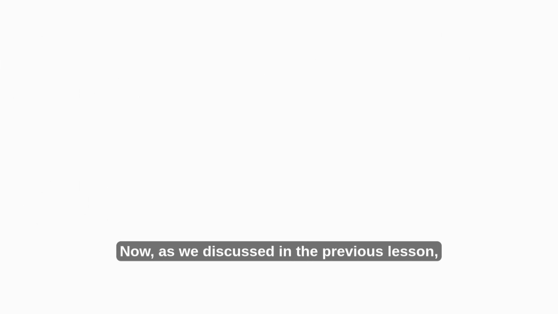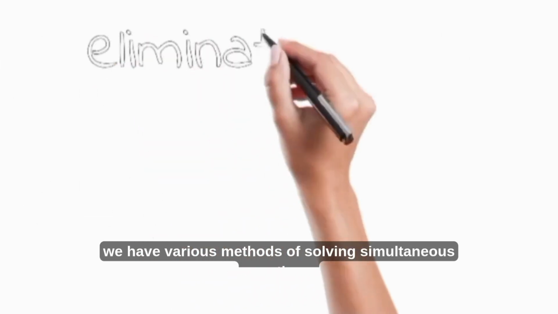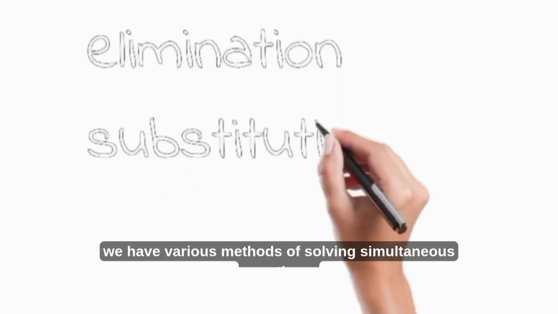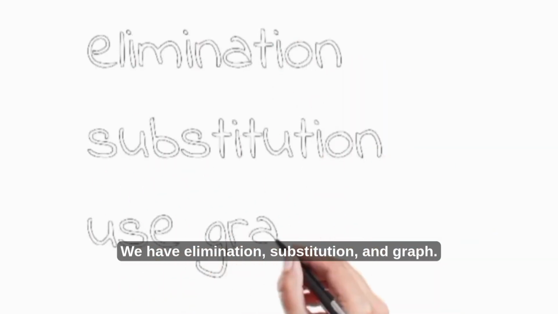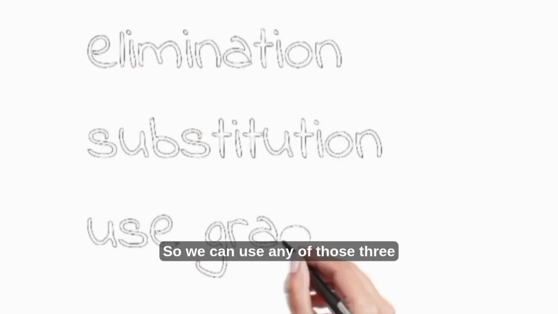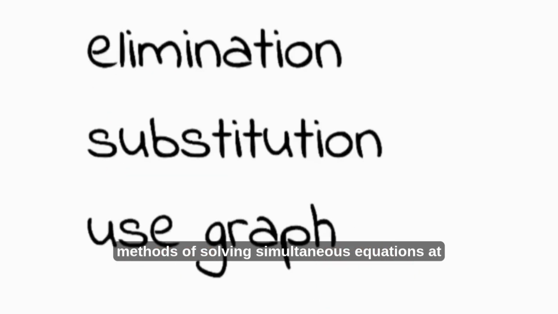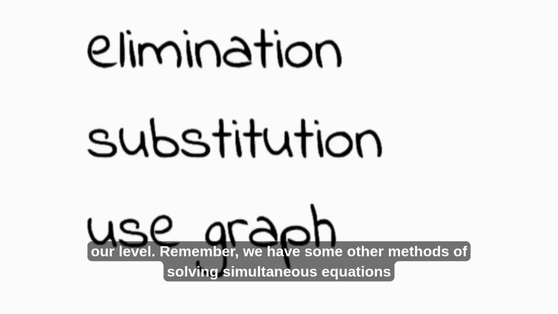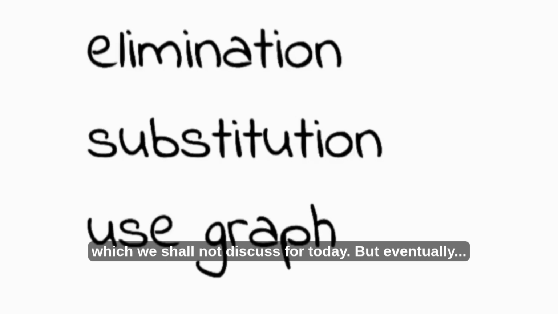Now, as we discussed in the previous lesson, we have various methods of solving simultaneous equations. We have elimination, substitution, and graph. So we can use any of those three methods of solving simultaneous equations at our level. Remember, we have some other methods which we shall not discuss today, but eventually we shall discuss them later in deeper detail.